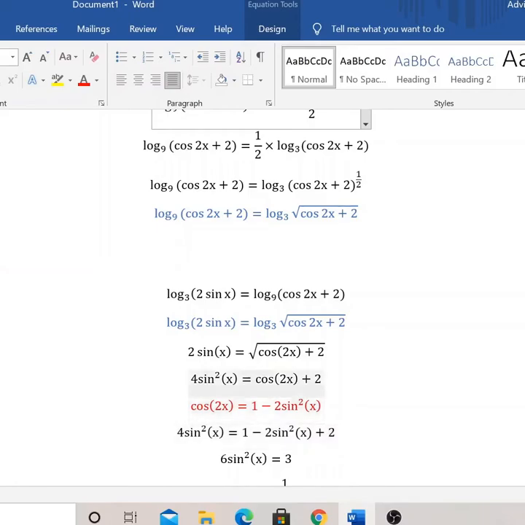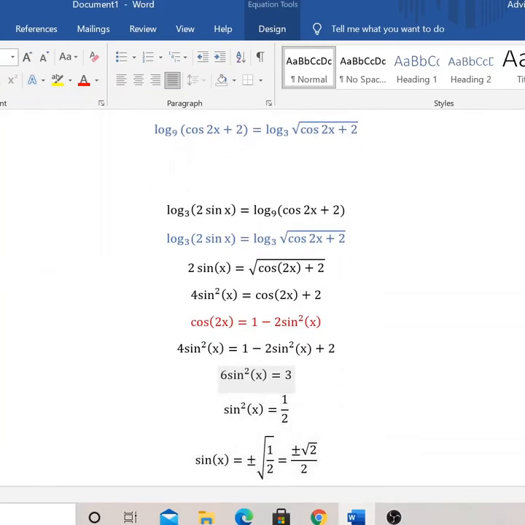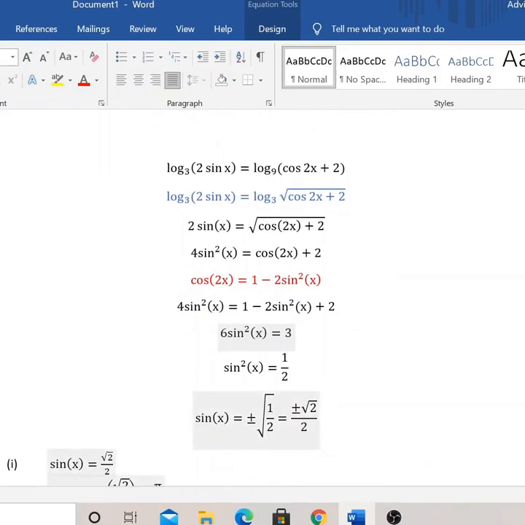So replacing cos 2x with 1 minus 2 sine squared x, we get 4 sine squared x is equal to 1 minus 2 sine squared x plus 2. Grouping like terms, 6 sine squared x is equal to 3, or sine squared x is equal to 1 by 2. And sine x is equal to plus or minus. Do not forget the plus or minus, because whenever you take a square root, it's always plus or minus. Plus or minus root 1 by 2. Simplifying, it's plus or minus root 2 by 2.